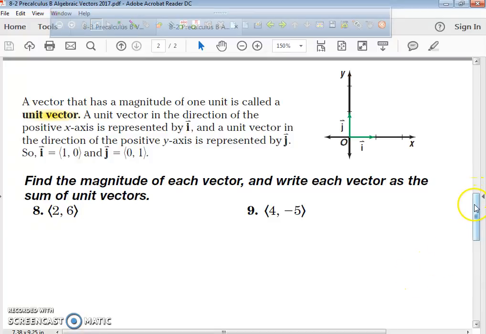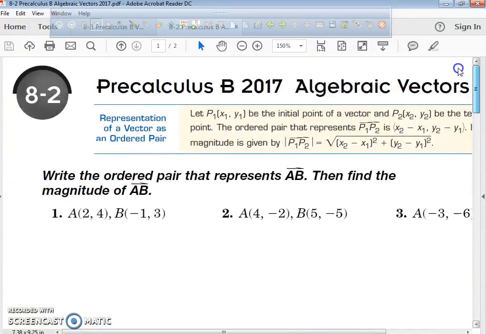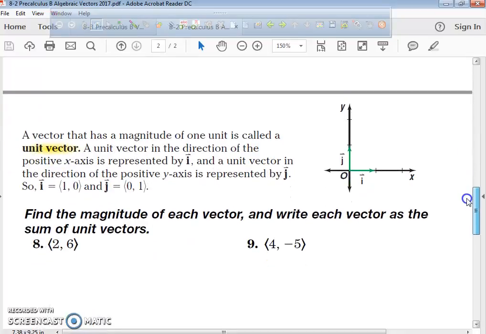All right, we're continuing Chapter 8, Section 2, dealing with algebraic vectors right now. What I'd like us to do is draw number 9 in your journal. We're going to be talking about unit vectors.